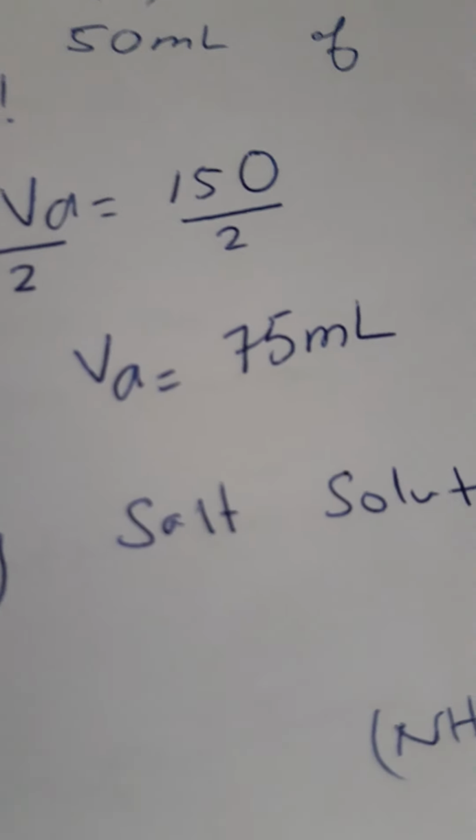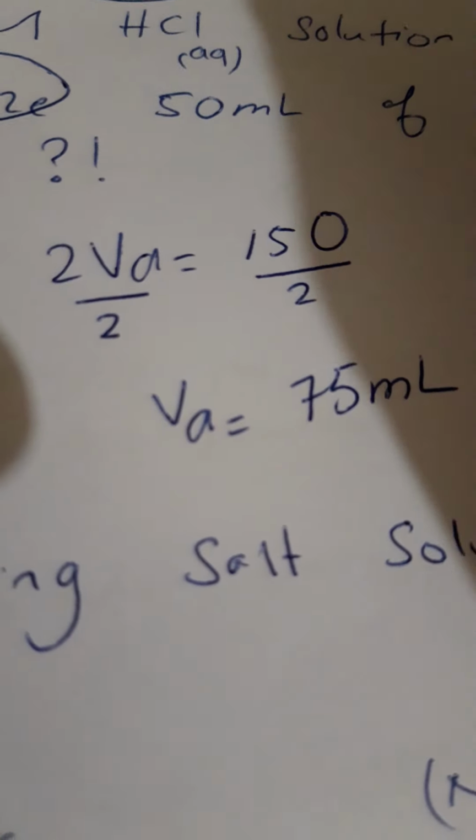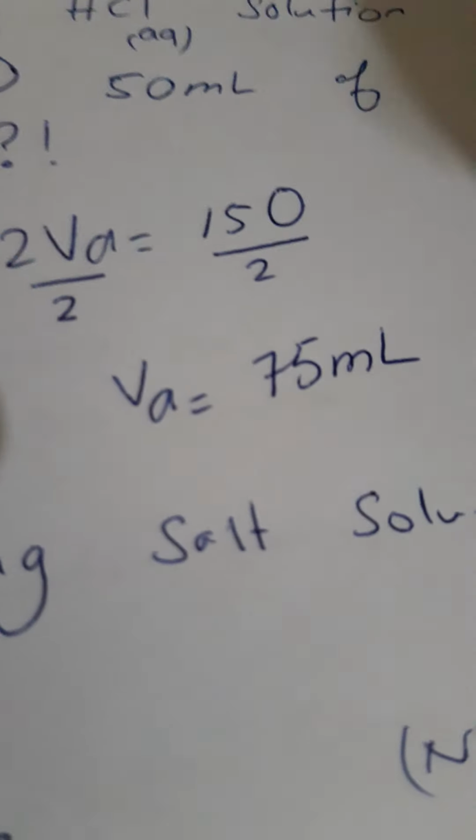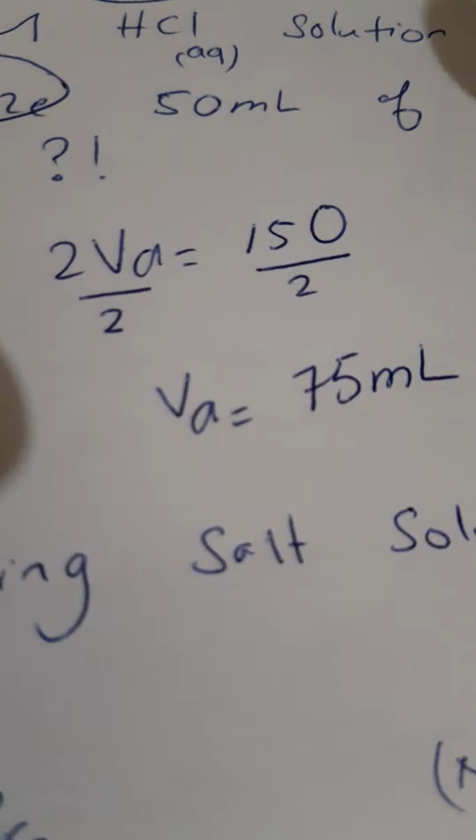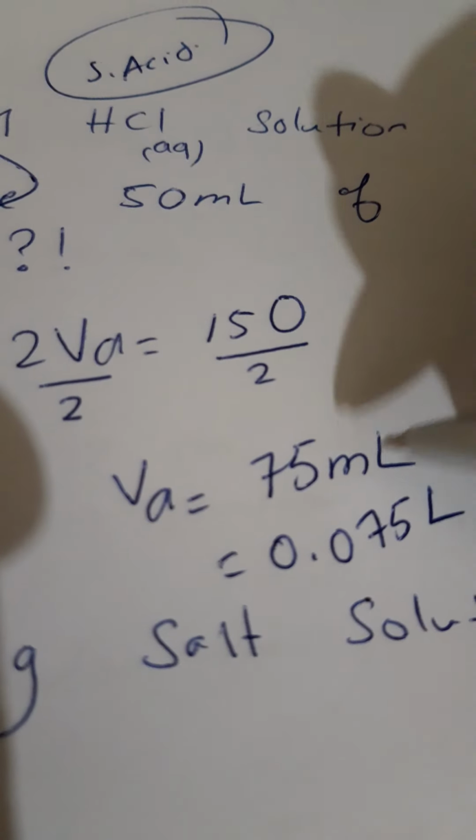Most of the times, the volumes do not change, they stay milliliters. But if the question asks about the volume and the answers are in liters, you can change this one into liters by dividing by 1000 to have 0.075 liters. MAVA equals MBVB. Do not change the volumes. And the final volume you got is 75 milliliters. Simply you can change it into liters by dividing by 1000. Good, guys? Inshallah it's good.